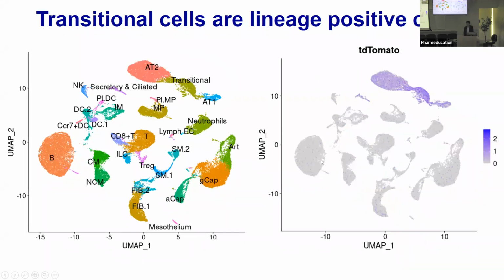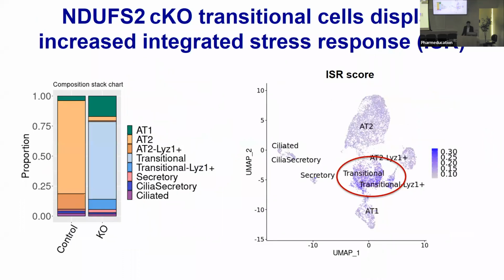And in fact, because we have a reporter, wherever the SPC is positive, the reporter lights up. And as you can see, the transitional cells also are lit up for the reporter, the tdTomato reporter. That just tells us we think our transitional cells are coming from SPC positive cells. So those lung epithelial cells was where we had the knockout. And this is a quantification, where you can see there is an increase in a transitional cell population in the knockout.